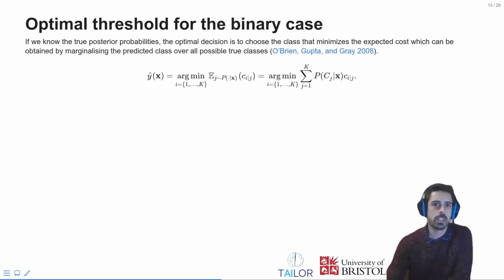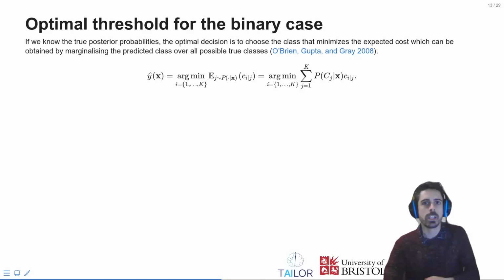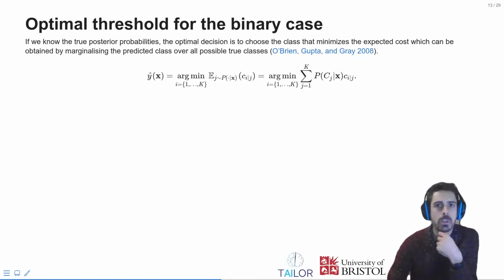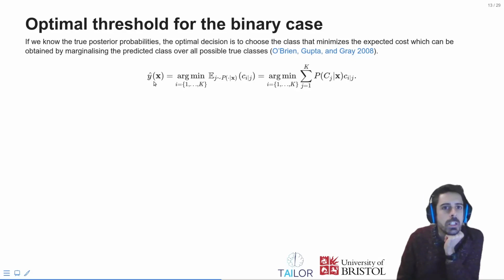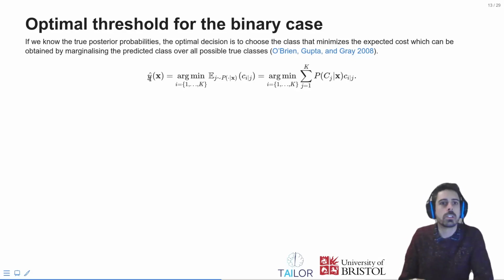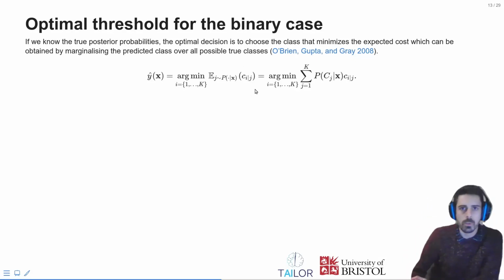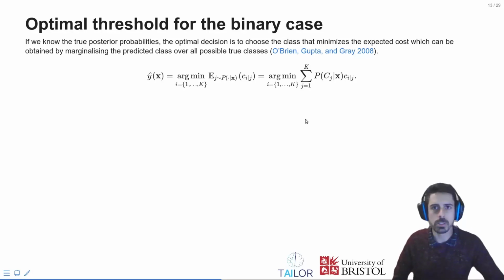We have seen already how we can calculate the expected cost of making a prediction by marginalizing among all the possible true classes. And here what we will do is select the optimal class, or the selected class is the one that minimizes the expected cost of each of those predictions.